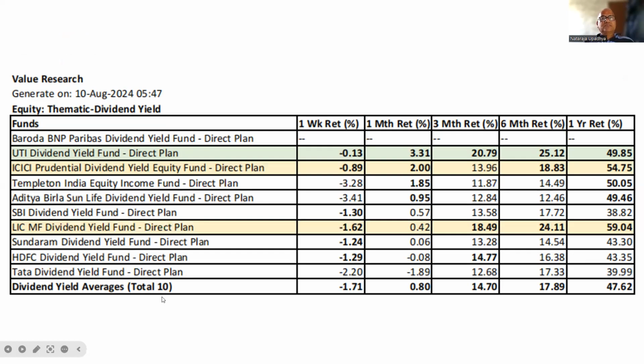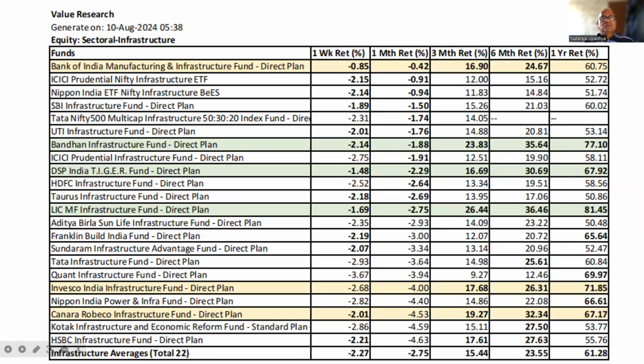Next, we are discussing dividend yield funds. There are only 10 such funds. Only one fund made it to the green, UTI Dividend Yield Fund, which gave 3.31% monthly return and 49.85% for the annum. The highest annual return came from LICMF Dividend Yield Fund, which is at 59.04%, but its monthly return is below average.